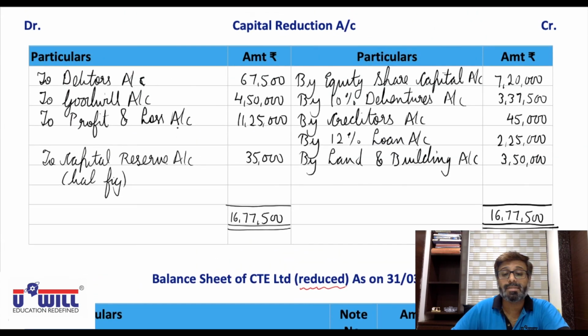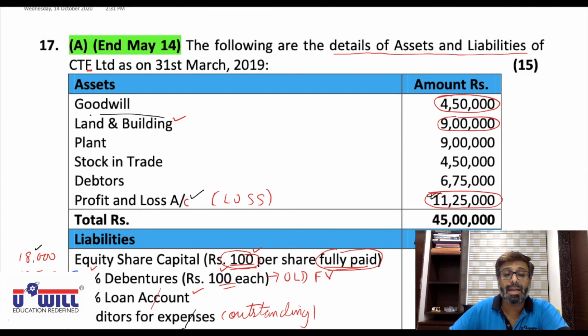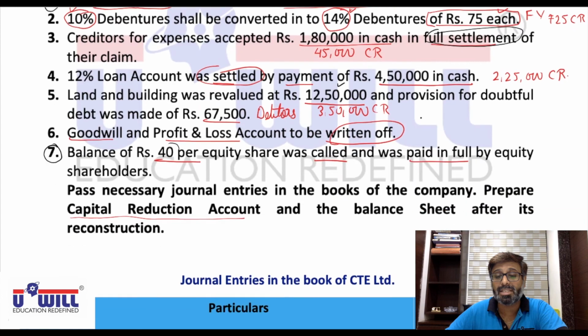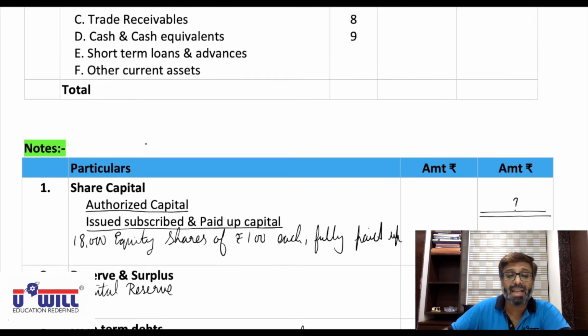Tangible fixed assets. Now tangible fixed assets include two things, land and building and plant. Land and building 9 lakhs, the value is increased to 12,50,000. So land and building will now come 12,50,000.